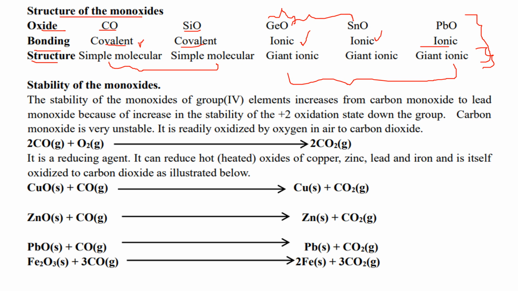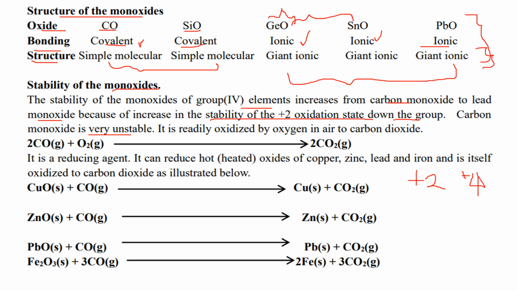Now let's look at the stability of the monoxides. Usually we look at the stability of the monoxides by considering the stability of the oxidation state of either +2 or +4 under group 4 elements. So we're going to be saying that the stability of the monoxides of group 4 elements increases from carbon monoxide to lead monoxide, and the reason for that is due to increasing stability of the +2 oxidation state down the group. And we are saying that carbon monoxide is very unstable.